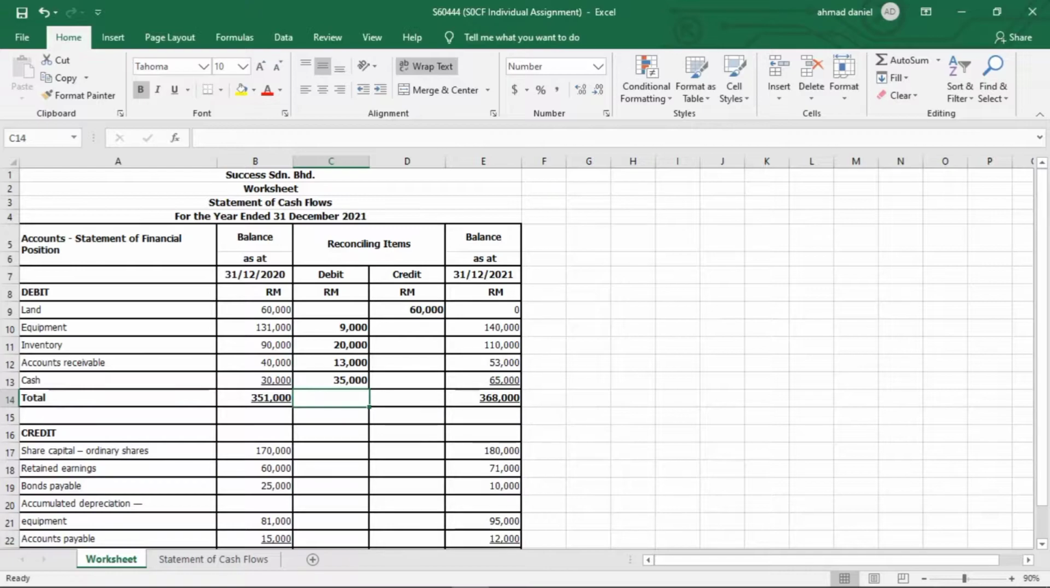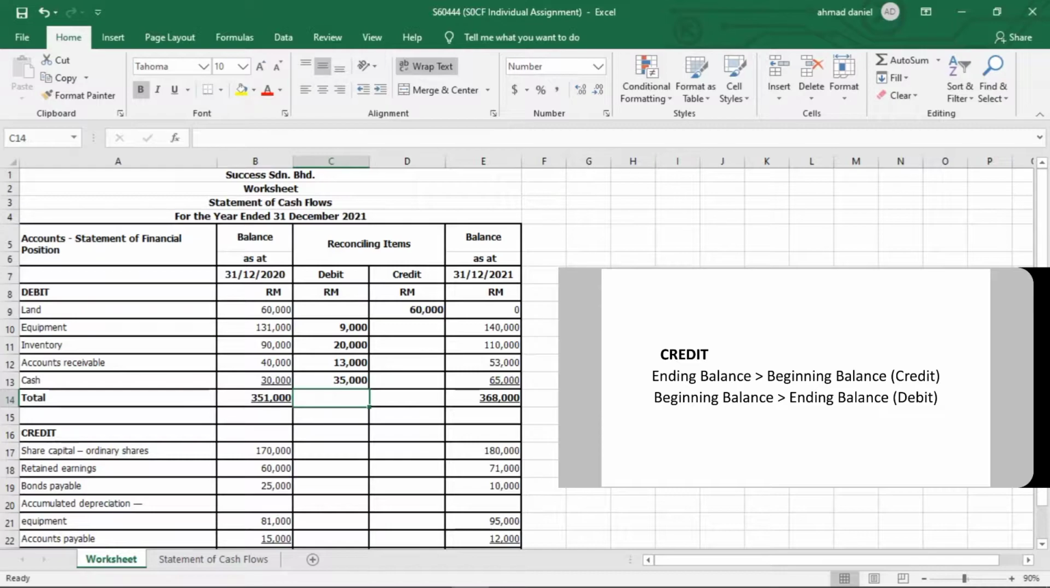However, on the credit side, it is opposite. If the ending balance is increased over the beginning balance, the remaining amount will be placed on the credit side. Meanwhile, if the beginning balance is larger than the ending balance, the amount will be placed on the debit side.